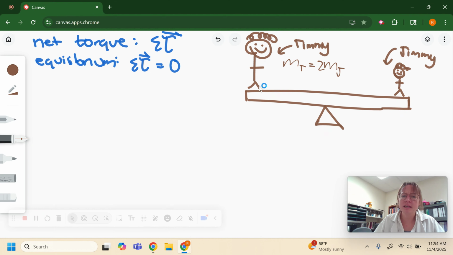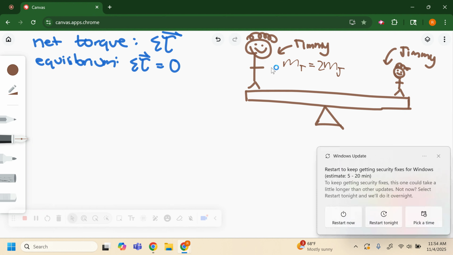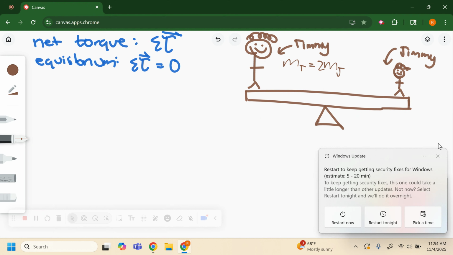Now, before we really get into this problem, let's take a look here. Do you agree that both, wow, why do I have a wheel of death right now? What is even loading? Okay, that is exciting.